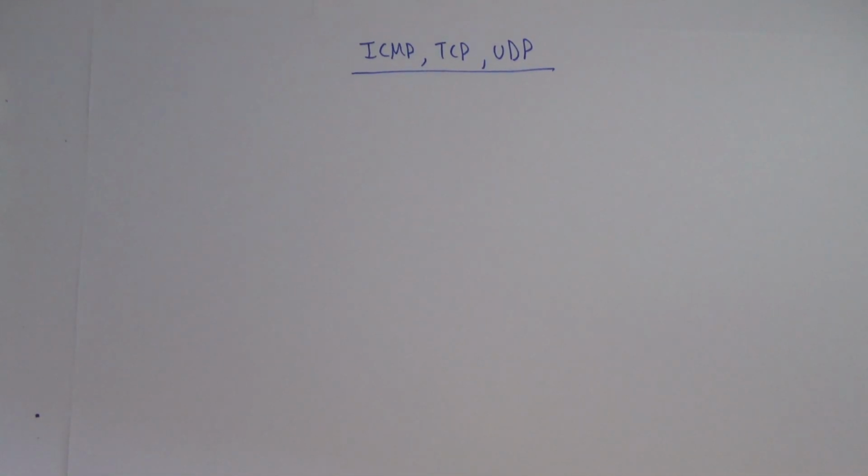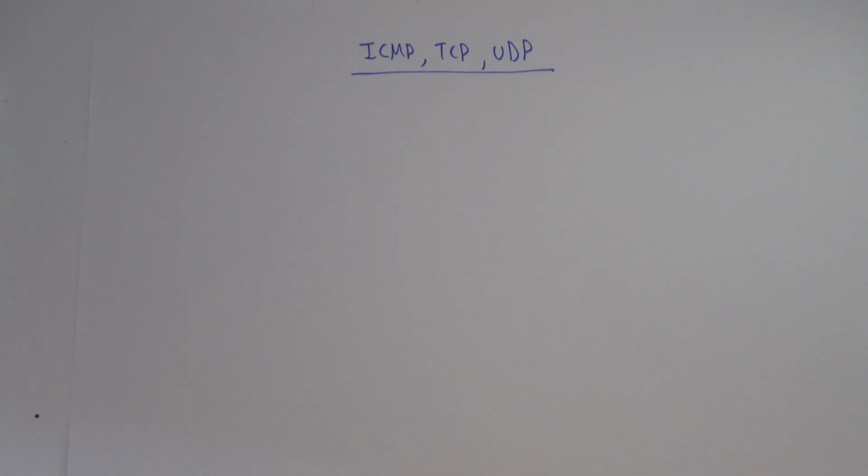ICMP, TCP, and UDP are the three primary networking protocols that we use today to transmit information across a network. Let's talk about the similarities and differences between all of them. Well, first similarity, they're all networking protocols. They all send information in packets. So we would consider these layer 4 protocols.